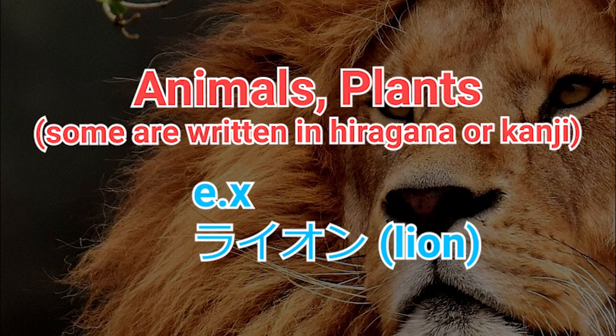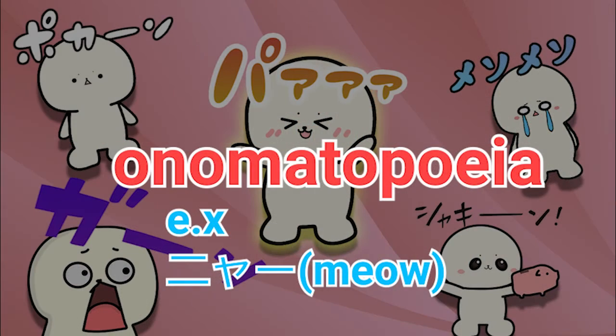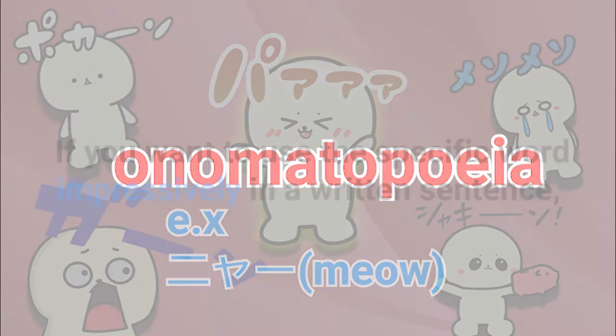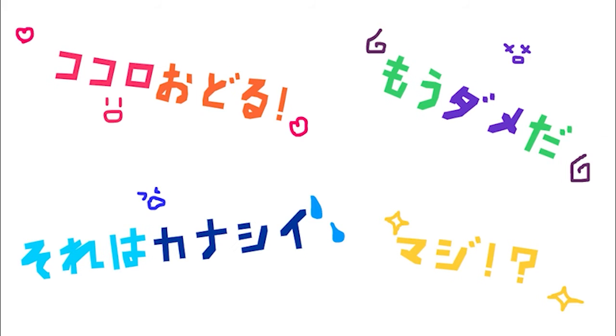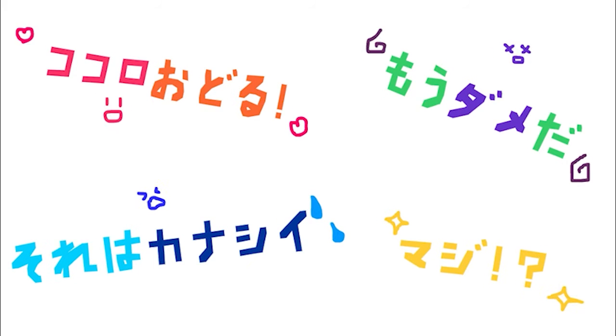Animals, plants. Some are written in hiragana or kanji. For example, lion. And onomatopoeia. For example, nya. Other than those, if you want to use the specific word impressively in your written sentence, you could express it using katakana. Like this. Don't you think katakana is cool?